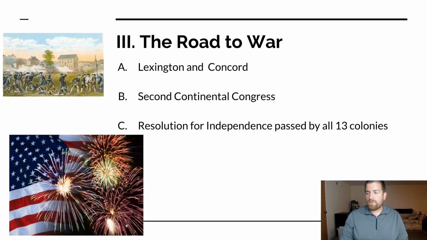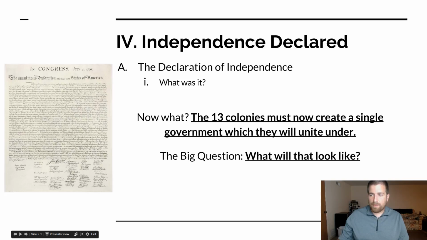Shortly after that, all 13 colonies will vote on a resolution for independence. And again, that is passed by all 13 colonies. And so we are officially an independent nation. And we make that independence official with a document known as the Declaration of Independence.